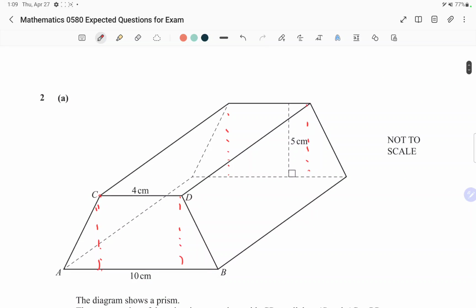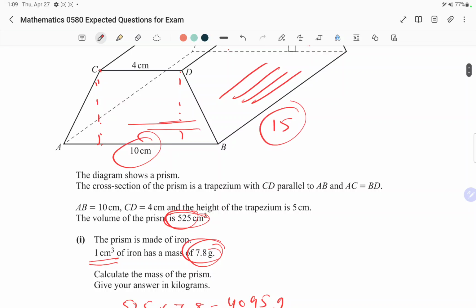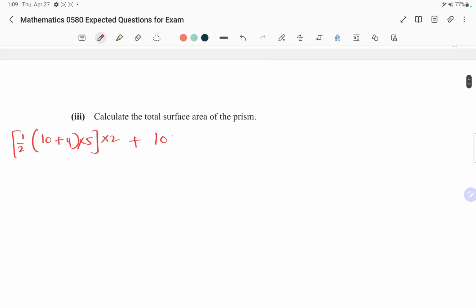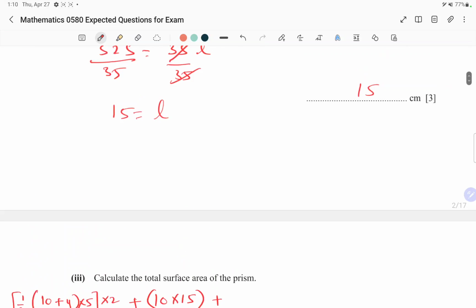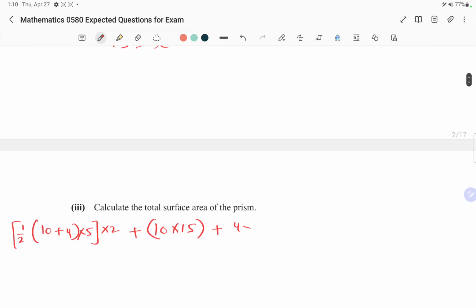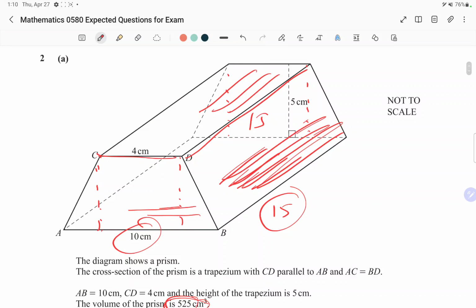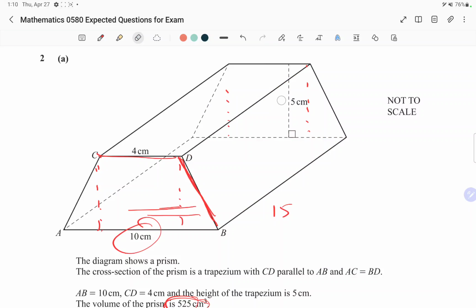Now plus we can take area of bottom first. This is 10, and the length we already found, that's 15, right? So 10 times 15, plus area of top, which is 4 times 15. And area of right, this one, is 15, and this length we don't have, right? So we need to find this length. Okay, no problem, I am going to show how to find this length.